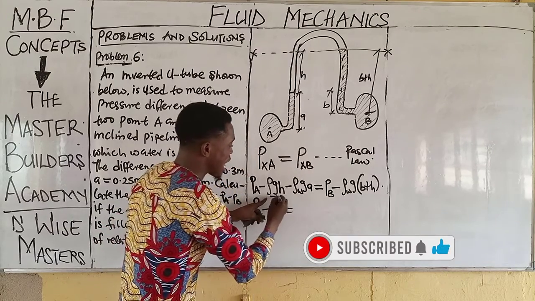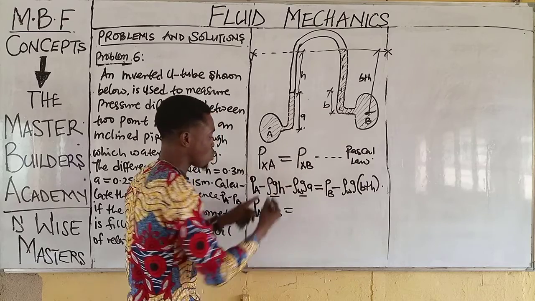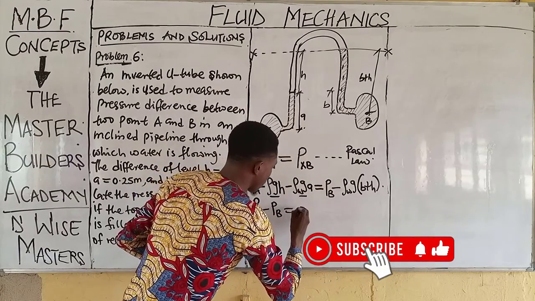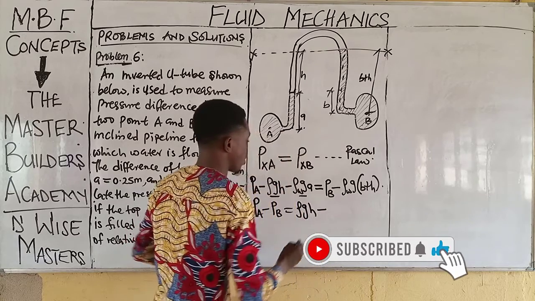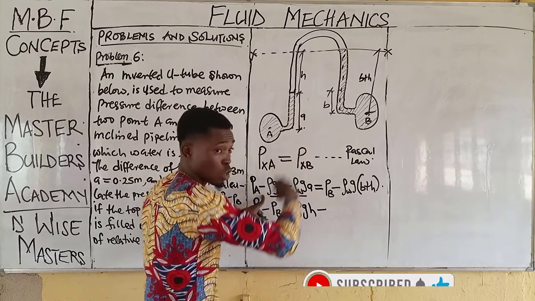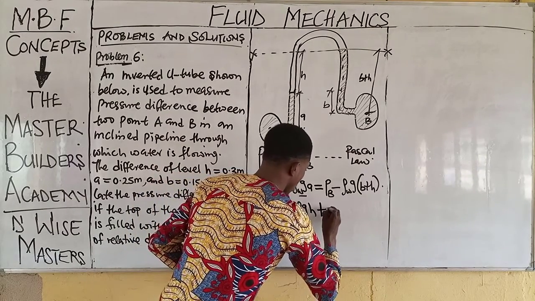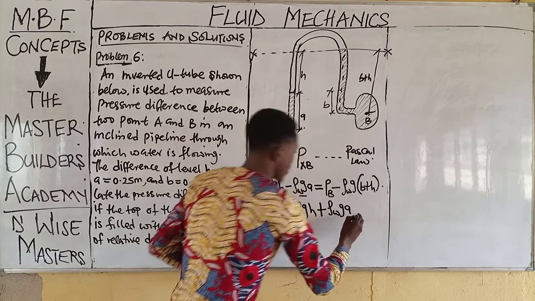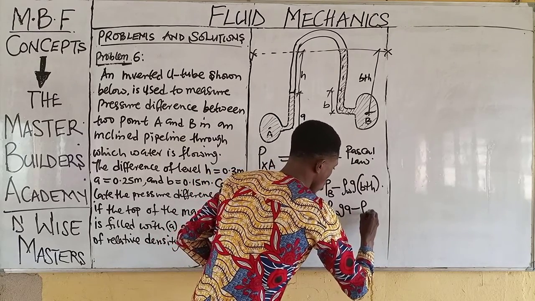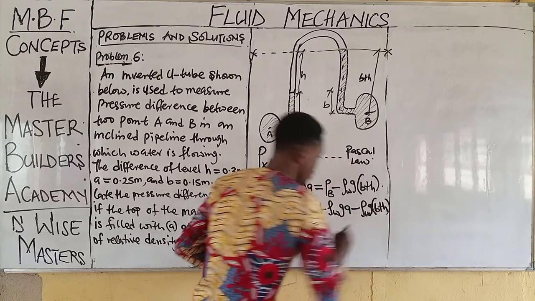That is to say, this guy and this guy, we will take them to the right end. And when we move this guy, this will have given us rho of GH minus. Now, anytime this guy crosses, it becomes plus, and when this other guy equally crosses, it equally becomes positive. Water G A, then minus rho of water G into B plus H.